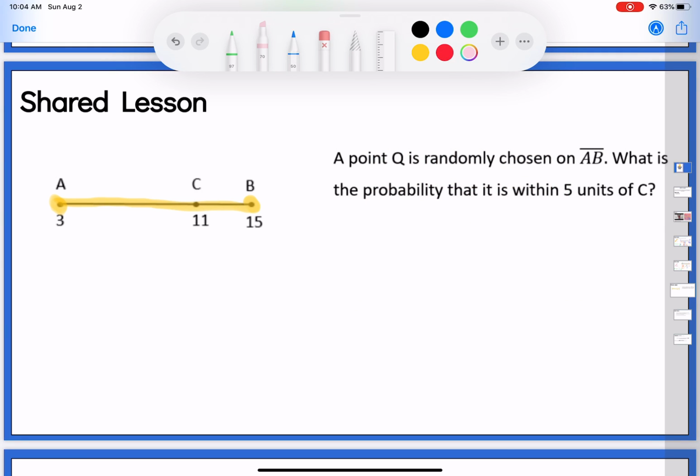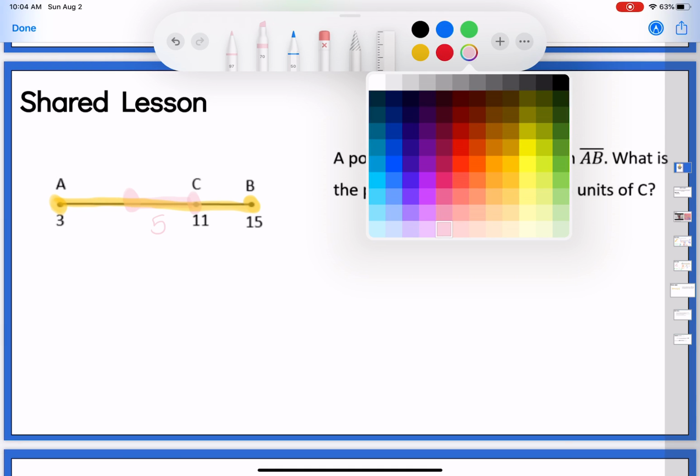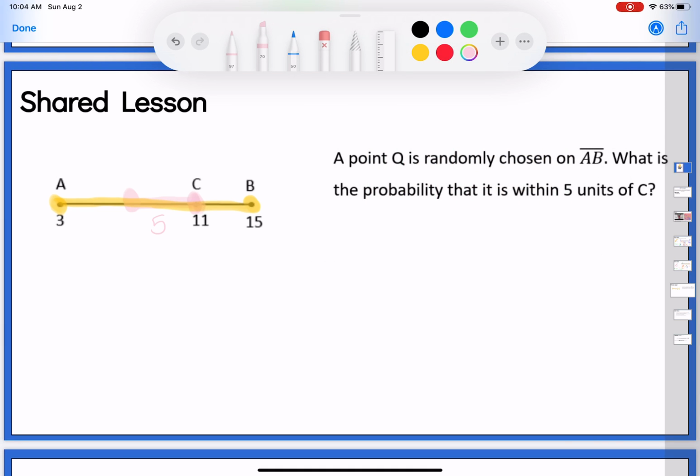So I need to go 5 units to the left, right? This needs to be 5 away. Oop, hard to write with a highlighter. So 5 units to this direction, but it also could be 5 units to the other direction, right? So I could have 5 units this way.